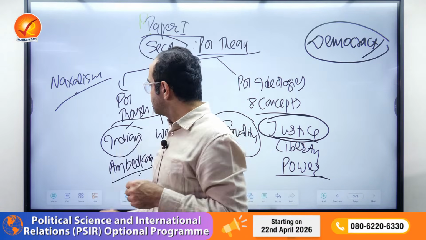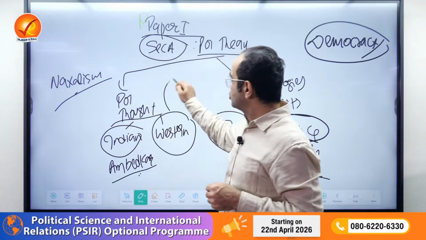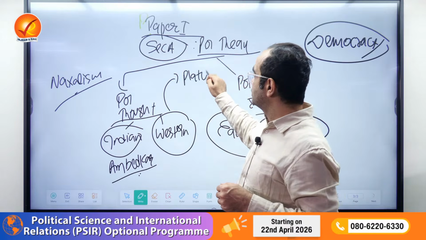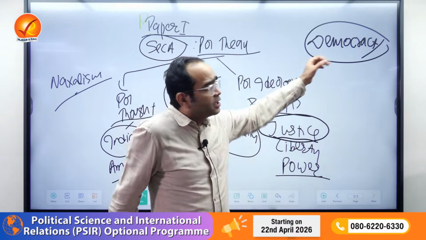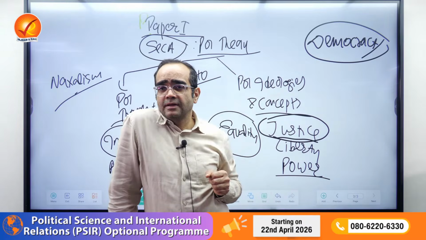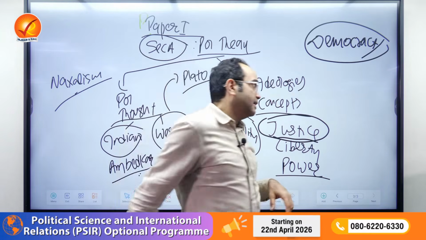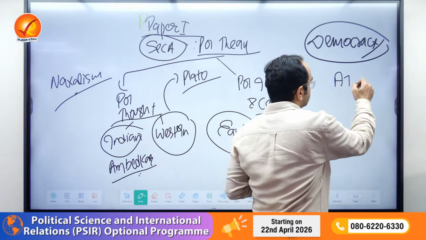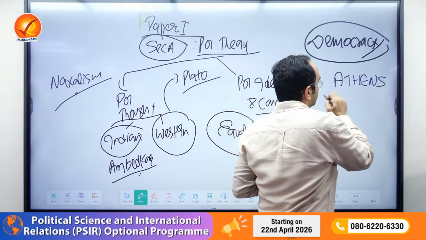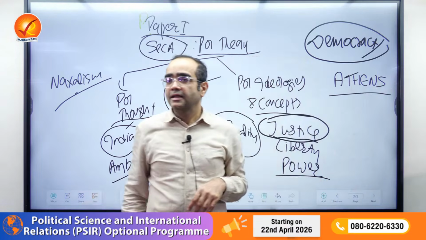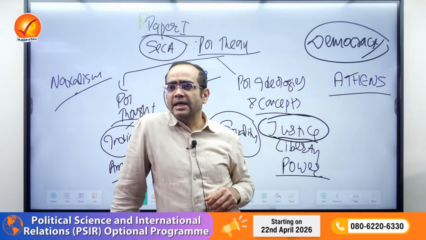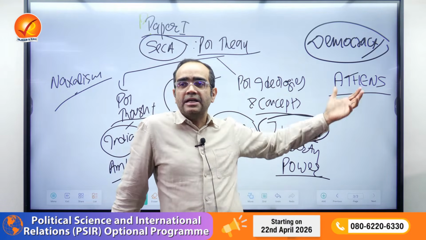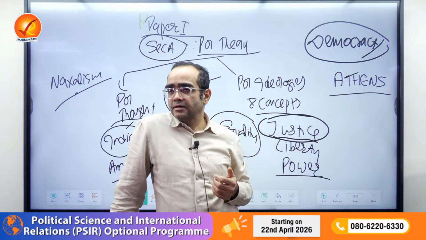One of the Western thinkers, Plato, is called the father of political philosophy. So Plato was critical of democracy. In fact, there is a city in Greece which is called the cradle of democracy, Athens. One of the reasons why Plato was critical of Athens, because he believed in democracy anybody can become anything.